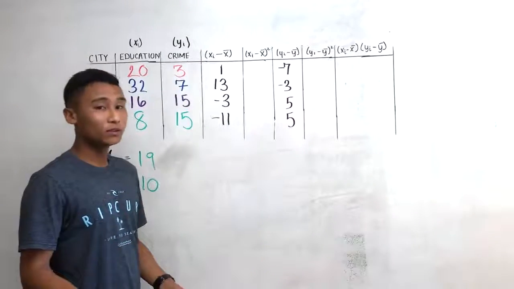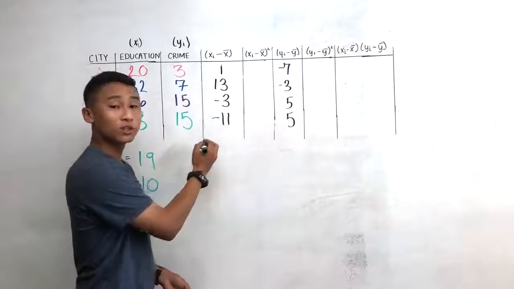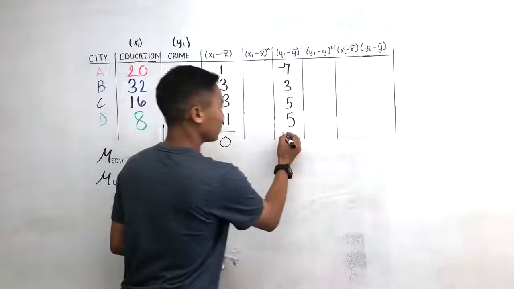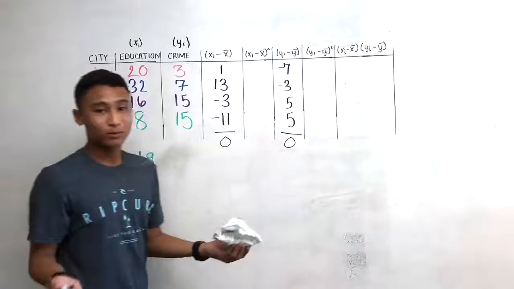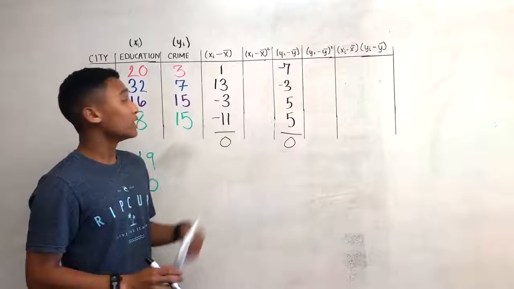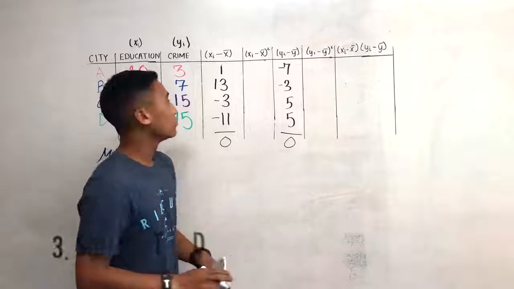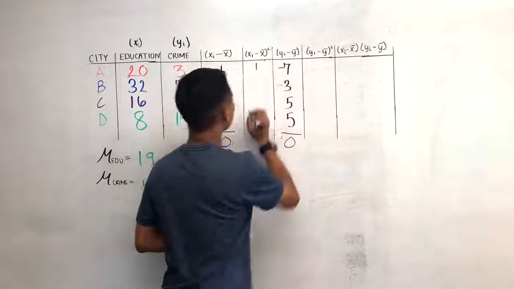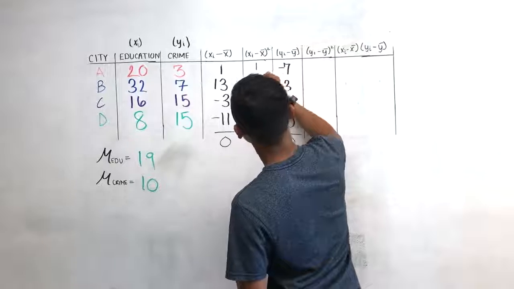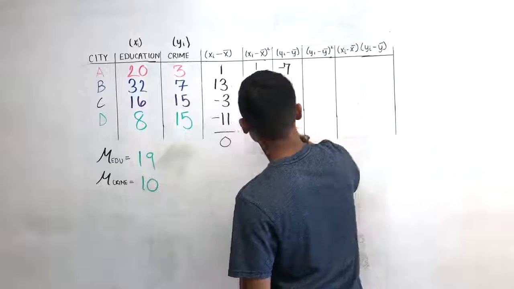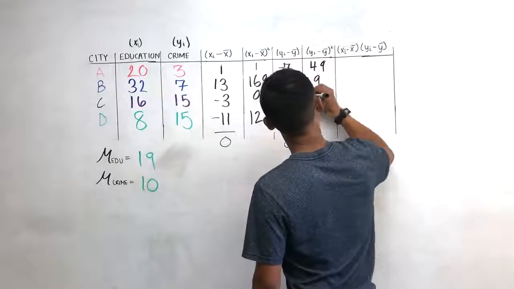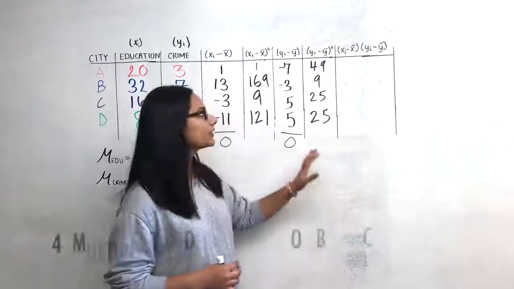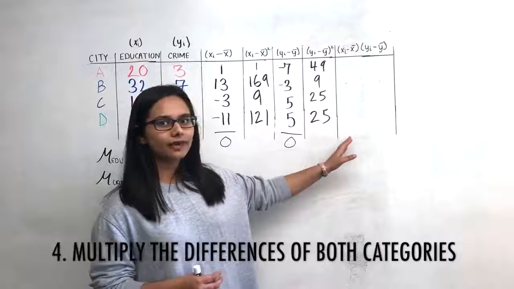All right, now that we've found the differences, we need to make sure that the sum of these differences is 0. If not, then we need to look back because maybe there's a problem. Now, once we've found the differences, we have to square them. Now for the last part of this entire table, we are going to multiply the differences that we found for each category.